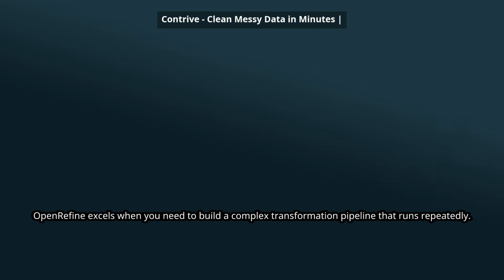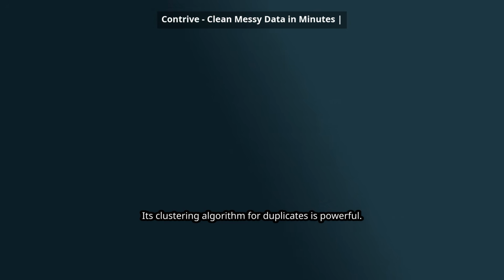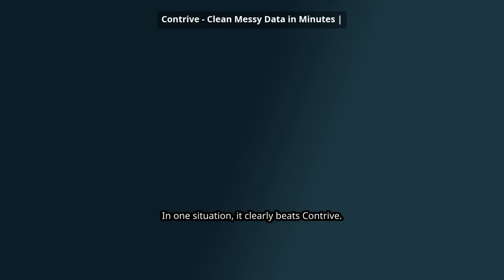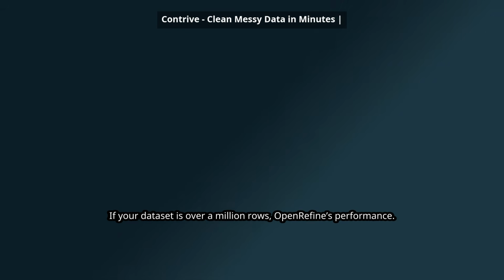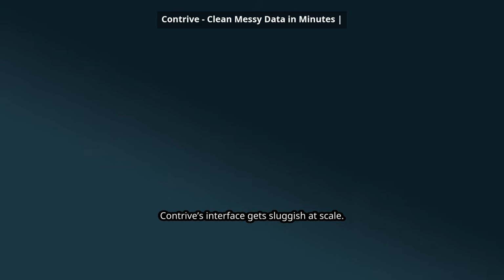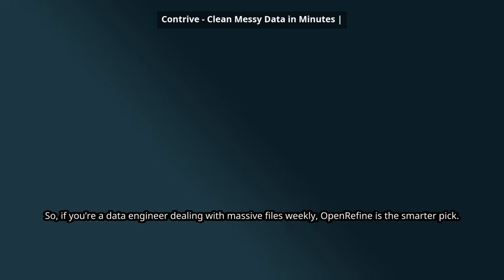OpenRefine excels when you need to build a complex transformation pipeline that runs repeatedly. Its clustering algorithm for duplicates is powerful. In one situation, it clearly beats Contrive. If your dataset is over 1 million rows, OpenRefine's performance wins. It's built for heavy lifting. Contrive's interface gets sluggish at scale.